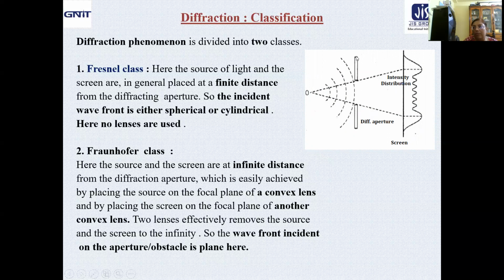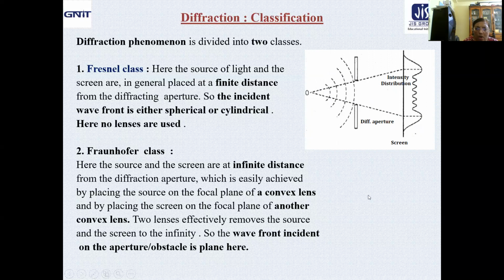Now look here. With respect to the diffraction aperture or opaque obstacle, the distance of the source and the screen are at finite distance. Naturally, the incident wavefronts are either spherical or cylindrical, means a little bit line source if it is. Here, no lenses are used at any of the stages. So this is the Fresnel class.